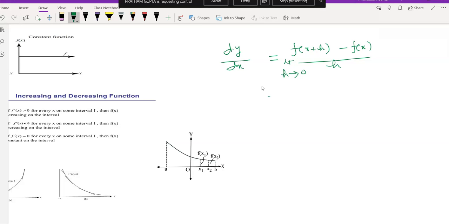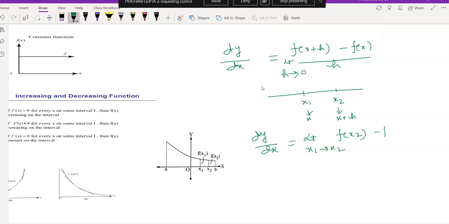Now if I take 2 points, they need not be close to each other, they may be close also, but if I want to write this by taking x1 as x and x2 as x plus h, then won't you say that dy by dx is going to be the limit, x1 tending to x2, of (f(x2) minus f(x1)) by (x2 minus x1)?